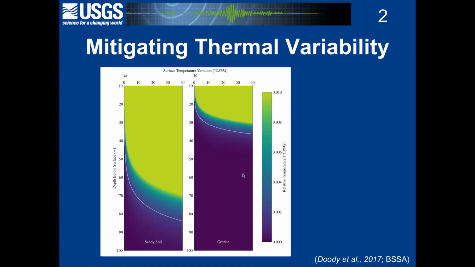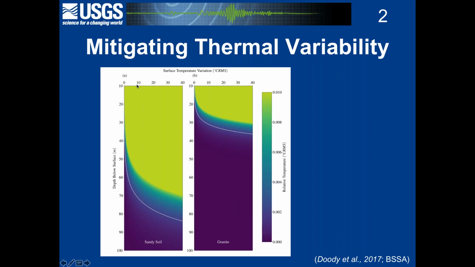So how do you mitigate this? We talked about water bricks, which is increasing the thermal capacity of the instrument. Another way is to just get away from thermal variations. And what I'm showing here is how deep you'd have to go below the surface for a seismometer to essentially not see changes in temperature for different materials.